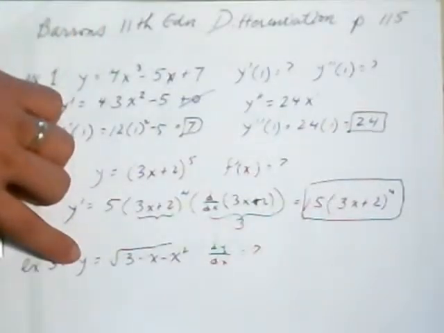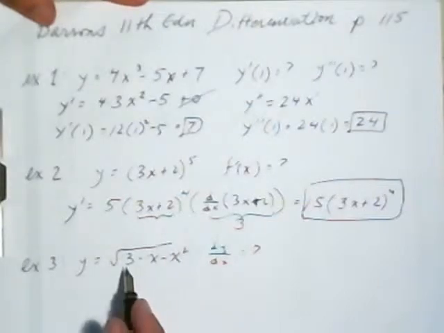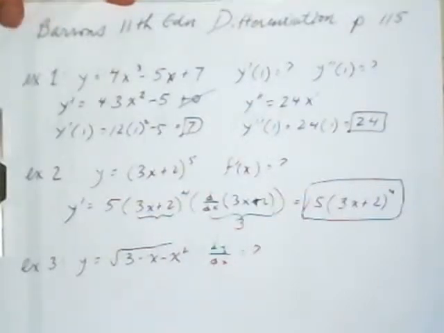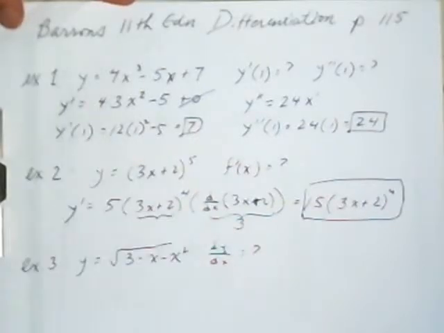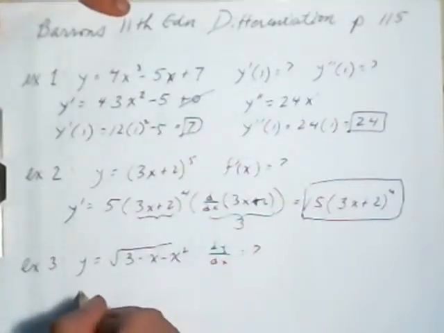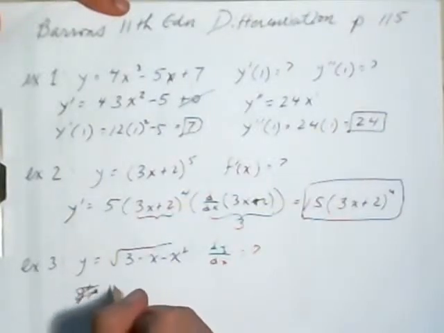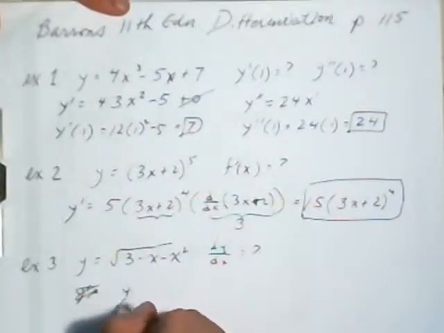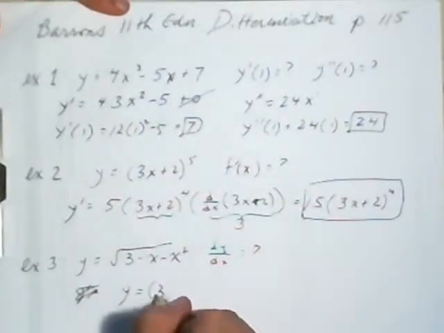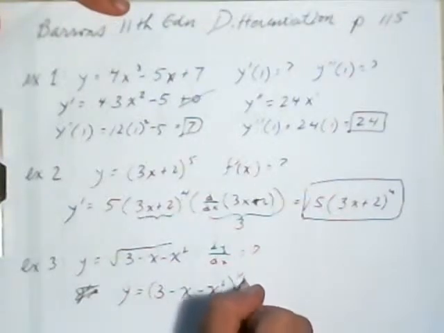The third example, y equals the square root of 3 minus x squared. I want to find dy/dx. dy/dx is the same thing as f prime of x, which is the same thing as y prime. So y prime is equal to, before we do that, I'm going to rewrite this. Always rewrite your radical form in exponential form. y is equal to (3 minus x squared) to the 1/2 power.